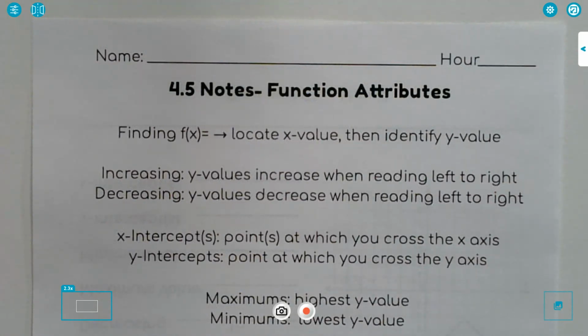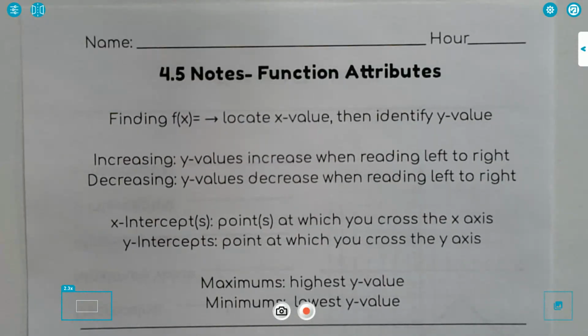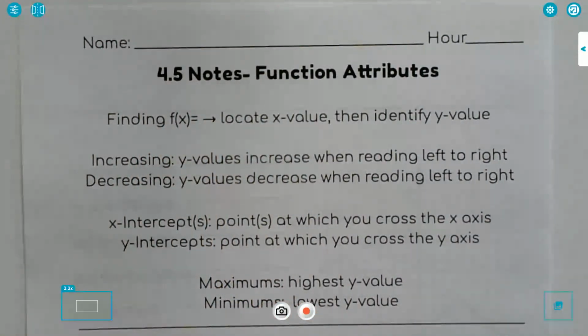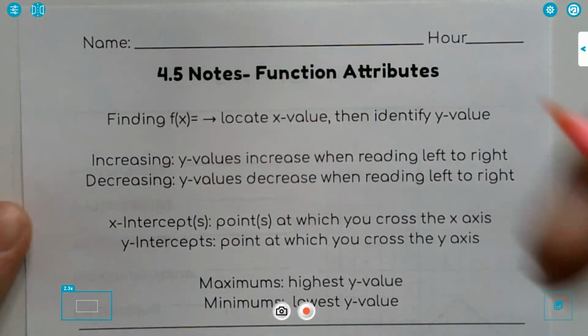Okay, so function attributes are just things about our functions. We are going to look at 4 different types of attributes for functions. We are going to be looking at finding specific values. We already did that yesterday in 4.4.